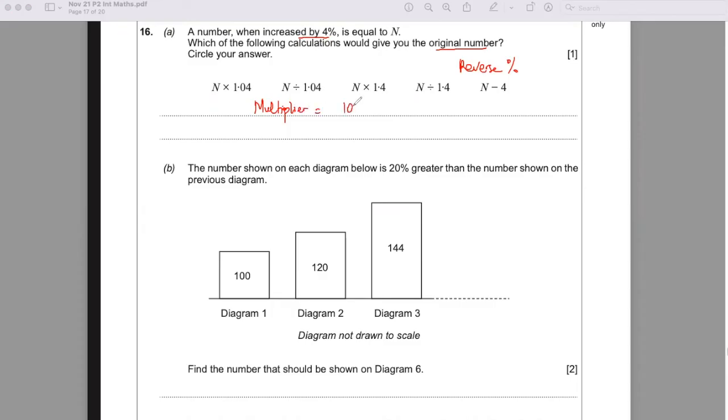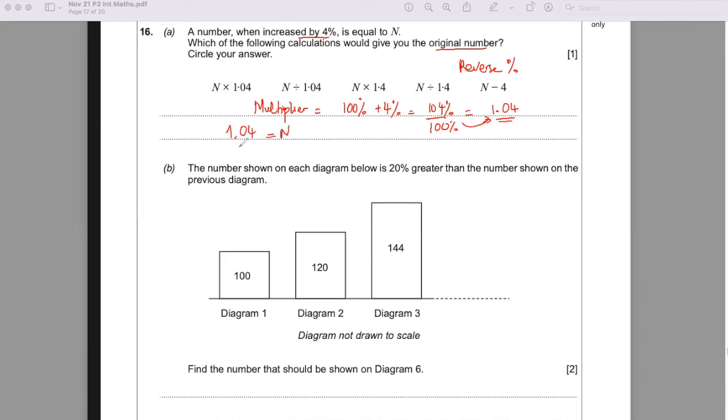will equal to 100% you start with plus 4%, which is 104%. But we always use that as a decimal with a multiplier, which is 1.04. You just divide that by 100 to get 1.04. Okay, so that's the multiplier. So you basically have 1.04 is now equal to n, to the number.